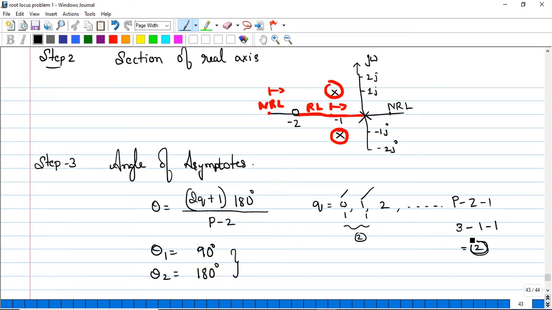See, if I get p minus z minus 1 as 3, then I will substitute 0, 1, 2, so if you count, the total is 3. Now I have got it as 2.